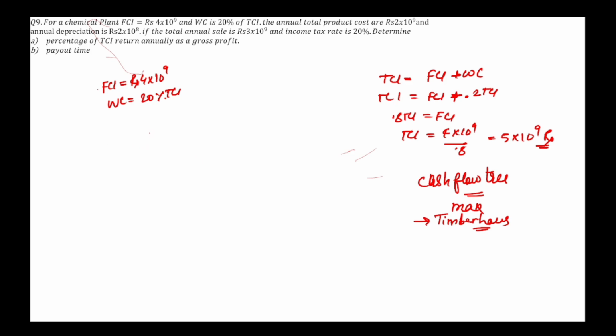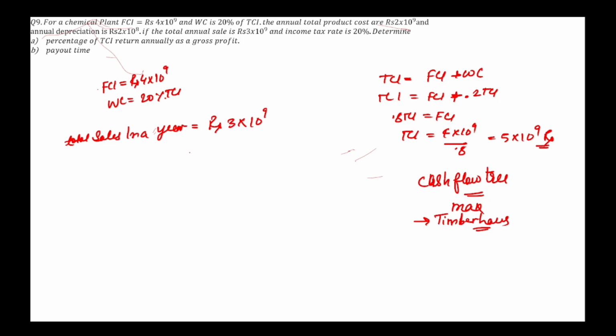Okay. Now, the annual total product cost is this much and annual depreciation is this much. If the total annual sales, total sales in a year, is equal to rupees 3 into 10 to the power 9, and income tax is 20%. Determine the percentage of TCI returned annually as gross profit.